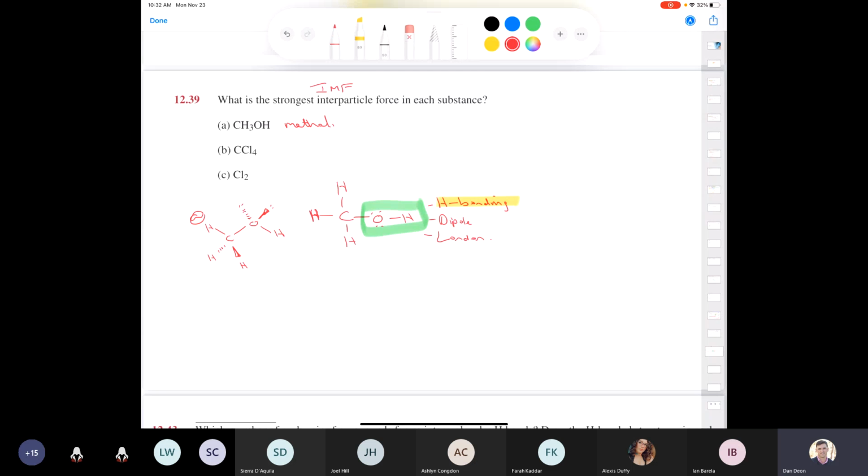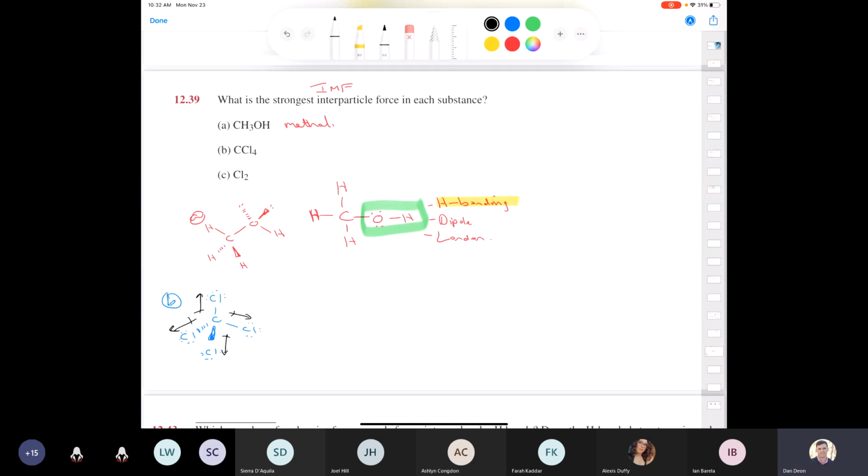If I look at B, carbon tetrachloride, if you draw the Lewis structure and then draw the three-dimensional structure of carbon tetrachloride, you'll see that it's a tetrahedron. Are there polar bonds in carbon tetrachloride? That's my question. Yes or no? Absolutely, there are polar bonds. There's a difference in electronegativity between carbon and chlorine. Chlorine is more electronegative than carbon, so there are going to be polar bonds.